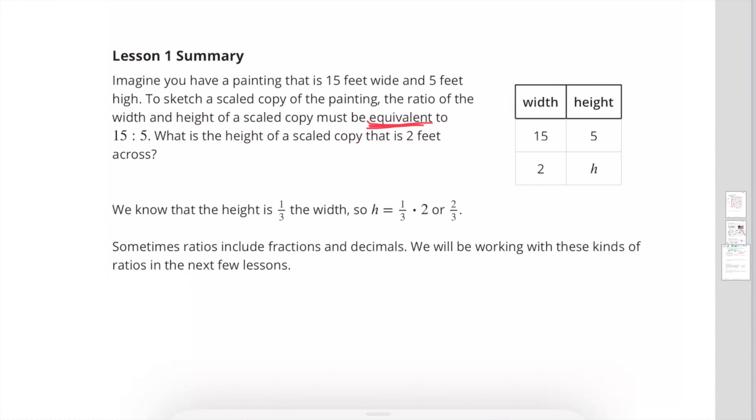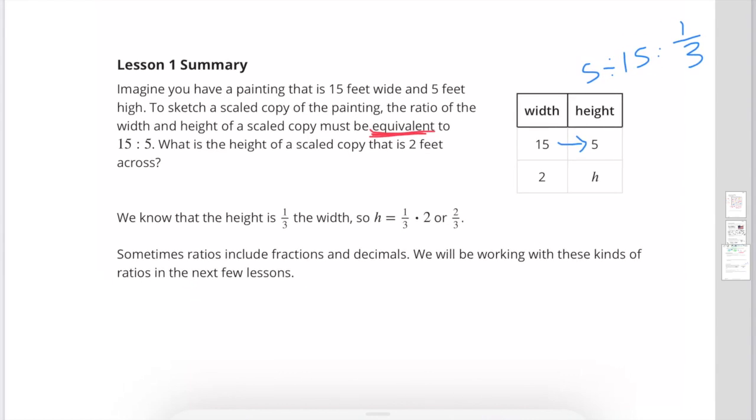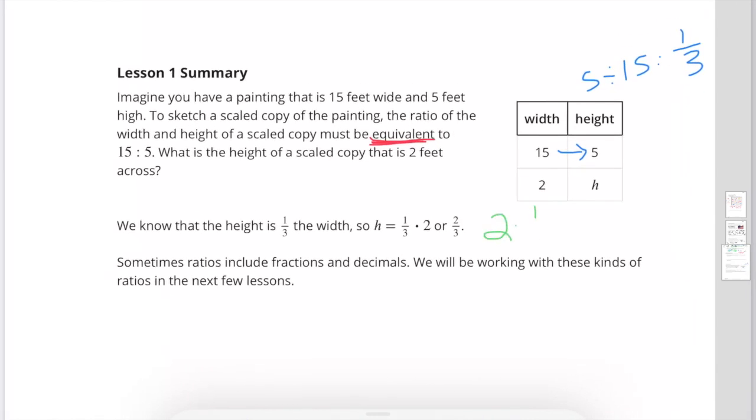Well, we know that we have to figure out what we multiply going across. So to do that, we would do 5 divided by 15, which would give you 1/3. So that means I'm multiplying across by 1/3. So 1/3 times 2 now. So 2 times 1/3, which gives you 2/3. So h is 2/3. Therefore, our new height is 2/3 feet.